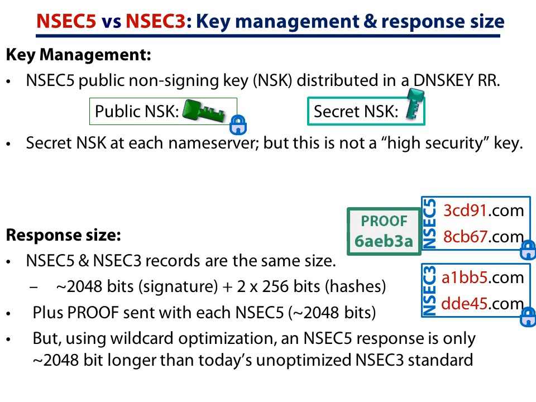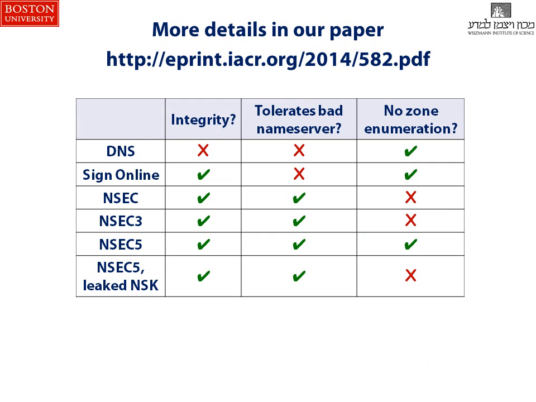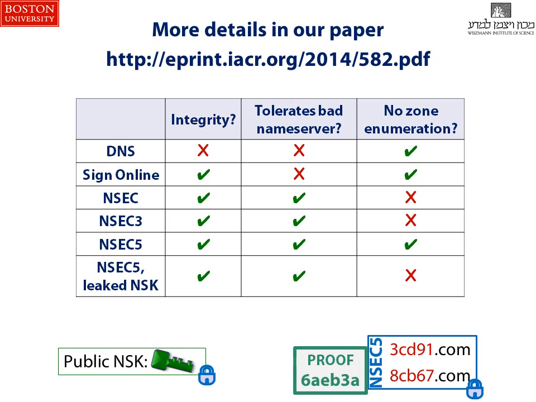So the bottom line is, if we use some of the clever ideas that came out about NSEC3 after NSEC3 was standardized, in our solution we end up with responses that are only one RSA signature longer than the current unoptimized standard that's being used today. The full details of our results are available on ePrint in this paper, whose link you can see here. And I just want to conclude with the records that we need for NSEC5. The first thing we need is this non-signing key, whose public version needs to be distributed to resolvers using the usual DNSSEC key delivery mechanisms.